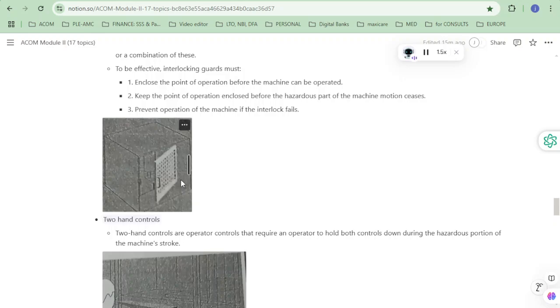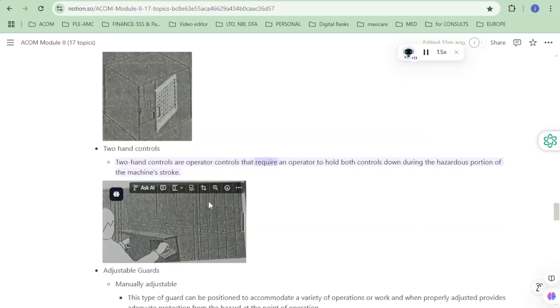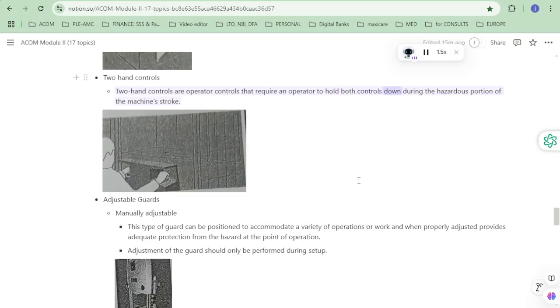Two-hand controls. Two-hand controls are operator controls that require an operator to hold both controls down during the hazardous portion of the machine's stroke.